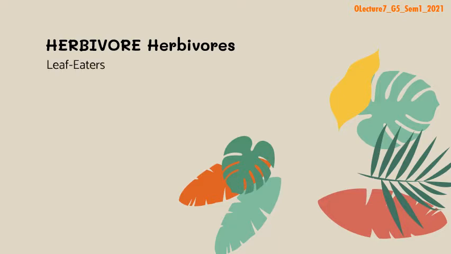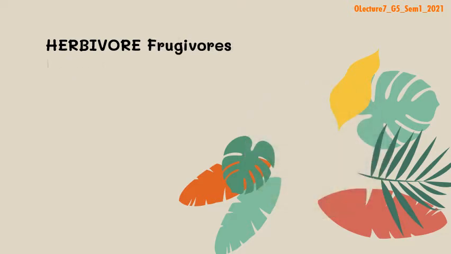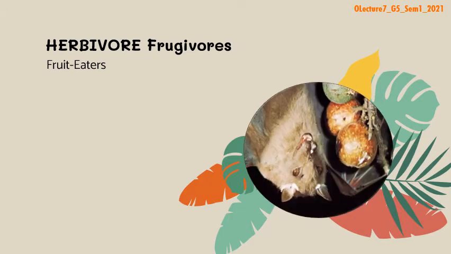A herbivore is a leaf-eater animal, such as the rhinoceros, the giraffe, donkeys, cows, goats. These animals feed on leaves of plants, so we call them herbivores. A frugivorous animal is an animal that feeds on fruits, such as some kinds of monkeys and fruit bats.